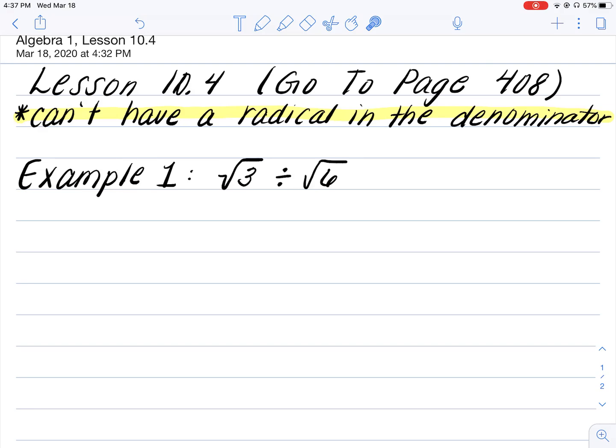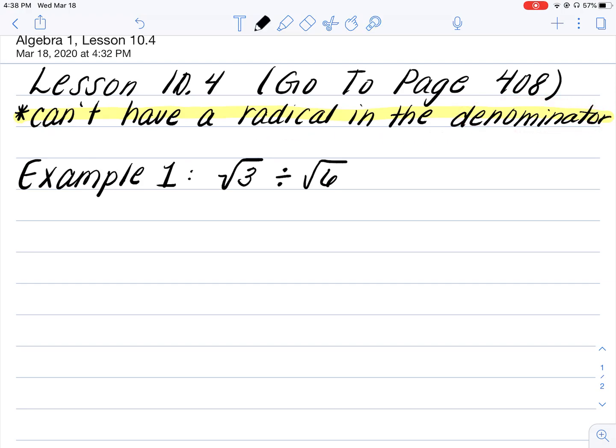Now, I wrote something here and I highlighted it in yellow. This is going to be the main theme of this entire lesson: you cannot have a radical in the denominator. I repeat, you cannot have a radical in the denominator. Dividing something with a radical is going to get you a really long number, even if you type it in on your calculator, and on some calculators it might say error. So there is a proper way of dividing radicals, and you need to make sure at all times that you cannot have a radical in the denominator.